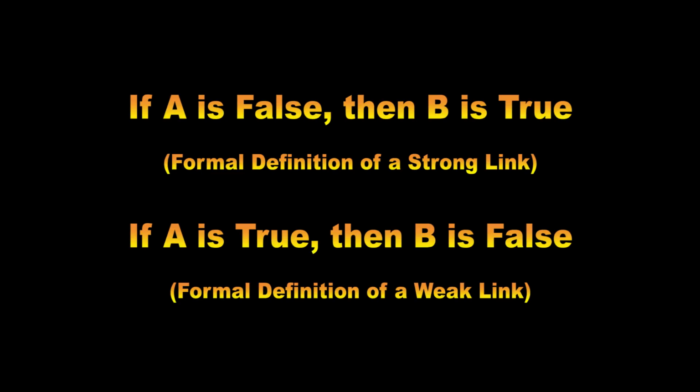statements. For a strong link, if A is false, then B is true. And for a weak link, if A is true, then B is false. We use the letters A and B in the formal definitions for both strong and weak links in order to make it simple. But when we are constructing chains, you have to be able to apply this to multiple candidates or nodes, so they can't all be A and B. We have to think of A and B as being transient.